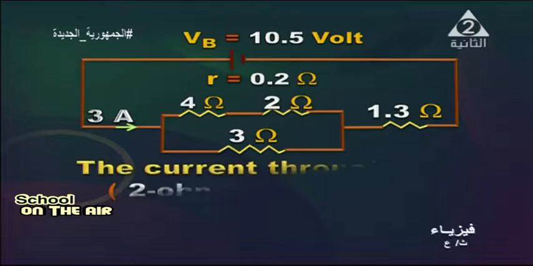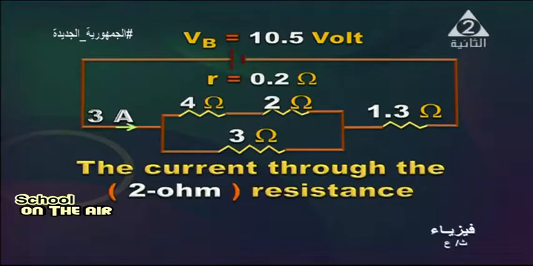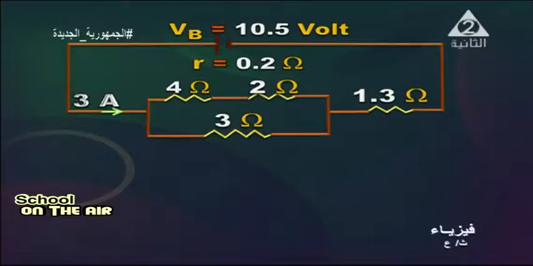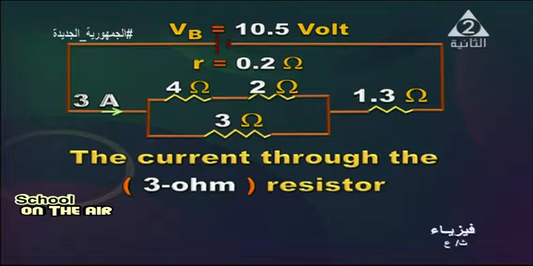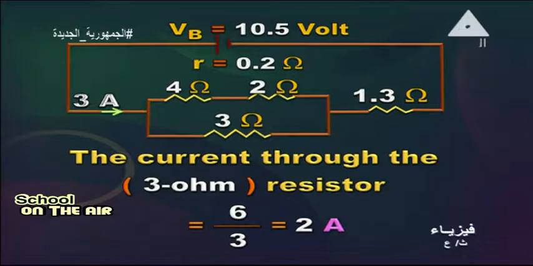Okay, this is very important. The current passing through the 2 ohm and 4 ohm, yeah, are making just one resistance of 6 ohm. So it is 6 over 6, 1 ampere. And 6 over 3, it is 2 amperes. Okay, to calculate the current passing through the 3 ohm, 6 over 3, as I said, it is 2 amperes. Okay.